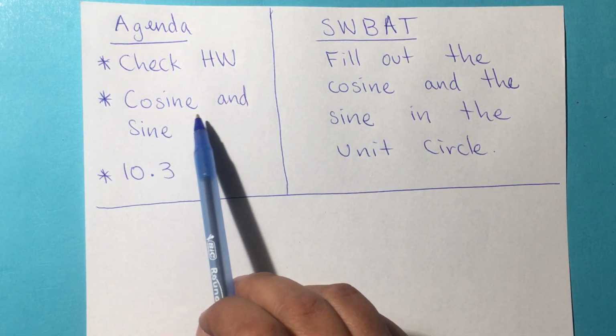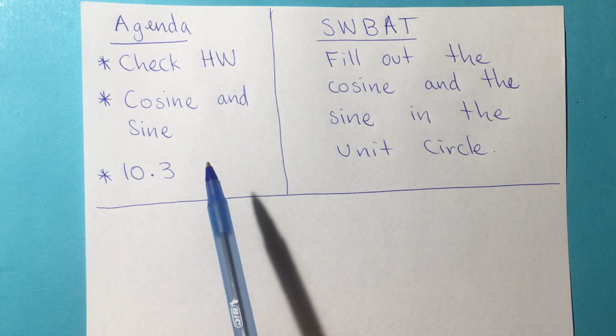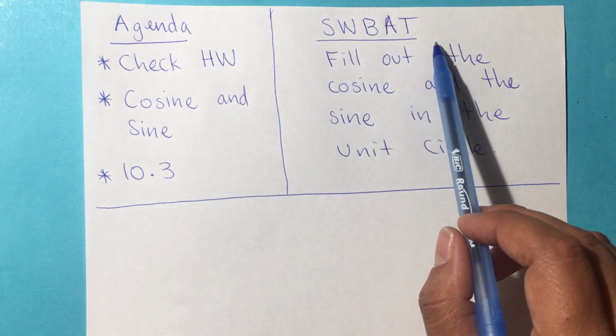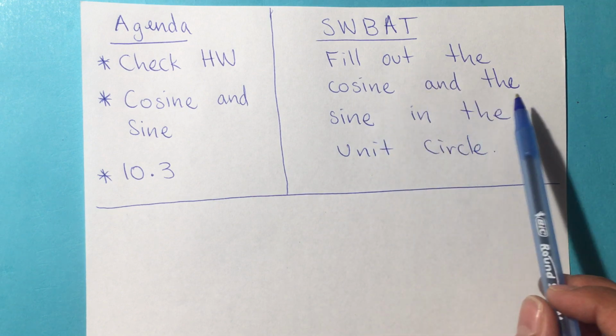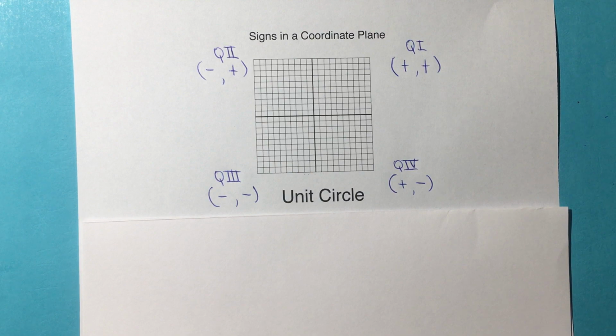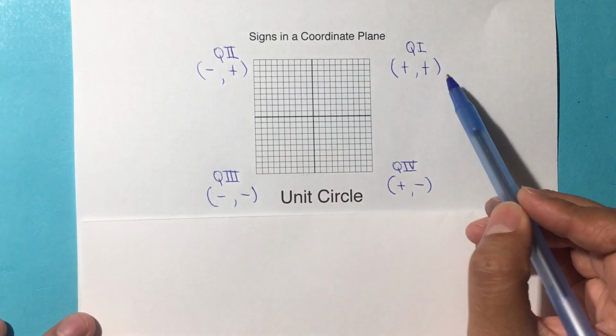We'll be learning about the cosine and sine in a unit circle, and you will be able to do 10.3. Today students will be able to fill out the cosine and the sine in the unit circle. Before we do that, I just want to go back to one of those units where you learn about the signs in a coordinate plane.